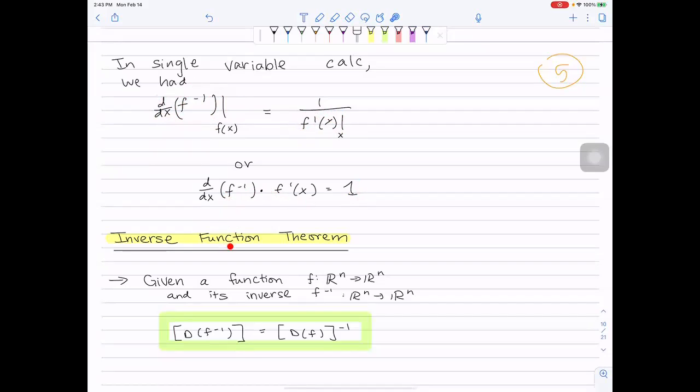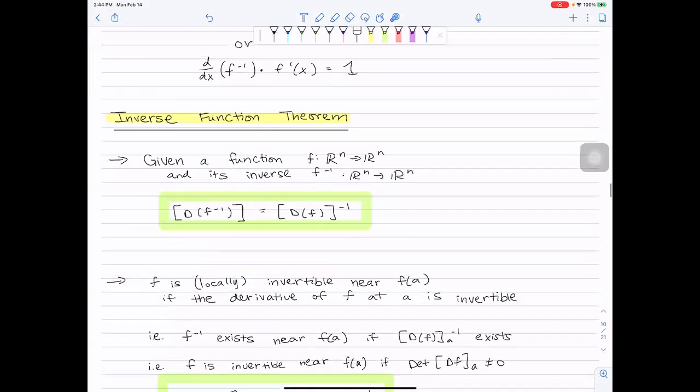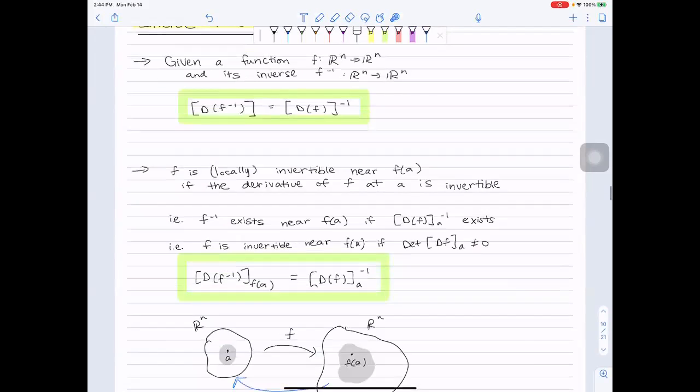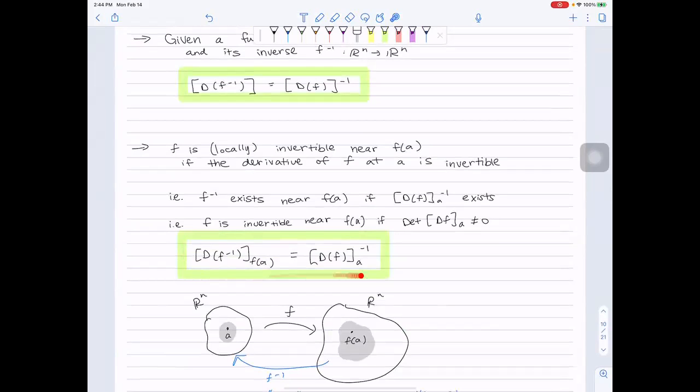Now it's the same thing, but we're in higher dimensions, so we need these derivative matrices. Similarly, the derivative of the inverse is the same as if you first do the derivative, then take the inverse. So this green thing is our formula. And if you specifically want it at a point, notice that on the left here, you should have f of a as your point of evaluation, but over here, you should have a as your point of evaluation.